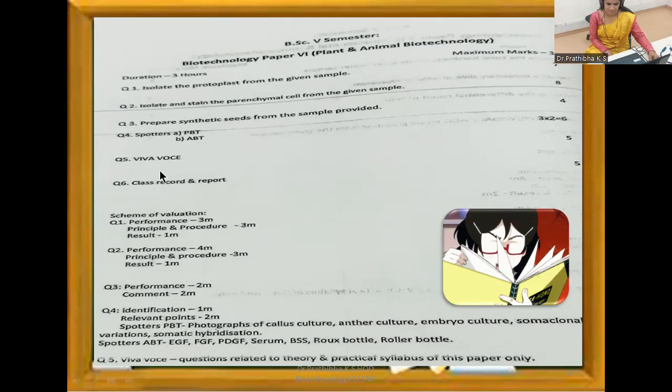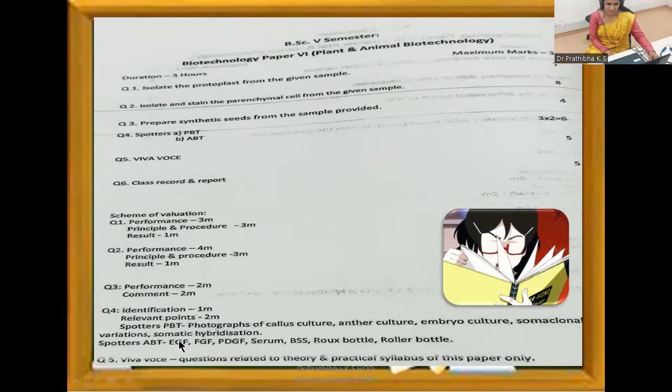In the spotter, identification carries 1 mark, relevant points carry 2 marks. So one spotter carries 3 marks. It means we are going to keep only 2 spotters, one from PBT, another from ABT. So each spotter carries 3 marks, total 6 marks, 3 plus 3. So what spotters are you going to get here? Photographs of callus culture, anther culture, embryo culture, somaclonal variations, somatic hybridizations.